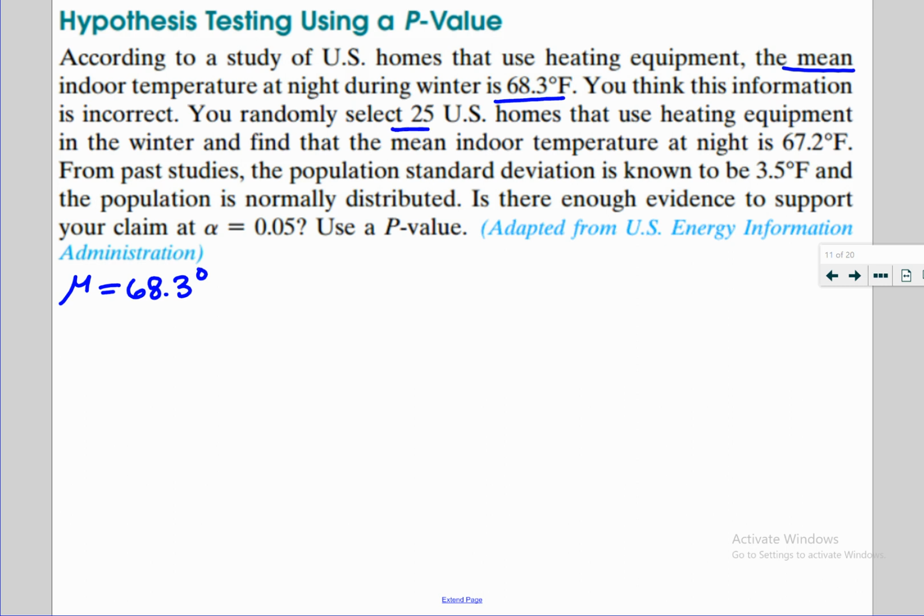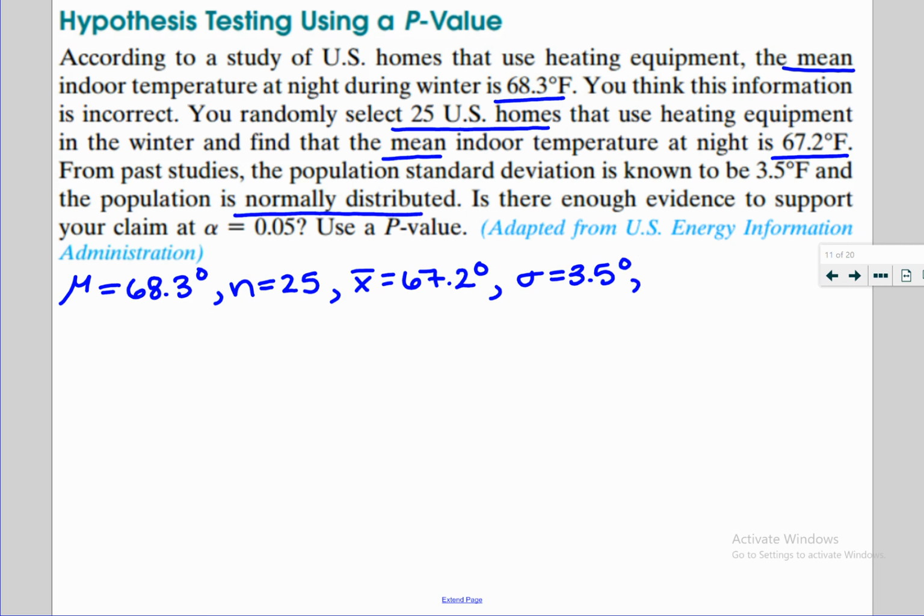You randomly select 25 U.S. homes. That's my n. And find that the mean temperature of those homes was 67.2 degrees. So my sample mean is 67.2. We know the population standard deviation is 3.5. And we are also told that the population is normally distributed.